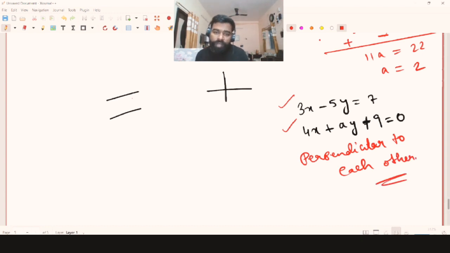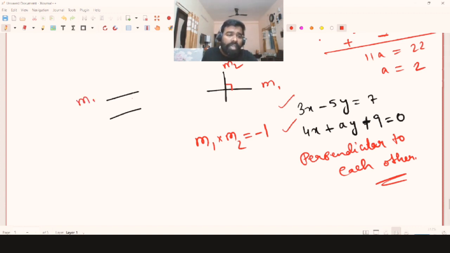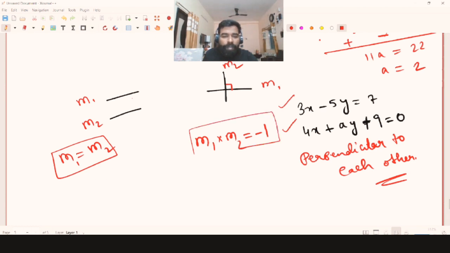Okay, perpendicular to each other. So one is m1 and the other is m2. Whenever two lines are perpendicular, the product of their slopes, m1 and m2, is minus 1. And whenever two lines are parallel, their slopes are simply equal. Slopes are equal for parallel lines, and for perpendicular lines the product is minus 1.